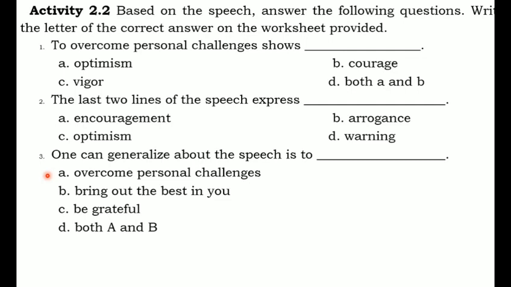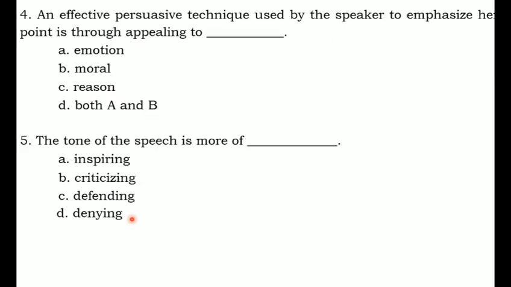Number 3, one can generalize about the speech is to blank. Okay, the answer here is overcome personal challenges and also bring out the best in you. So, the answer is letter D, both A and B. For number 4, an effective persuasive technique used by the speaker to emphasize her point is through appealing to, okay, the answer here is emotion and moral. So it is D, both A and B. So it is letter D.